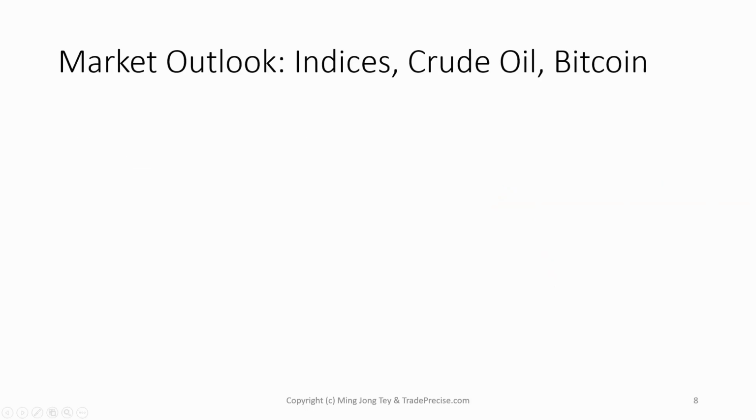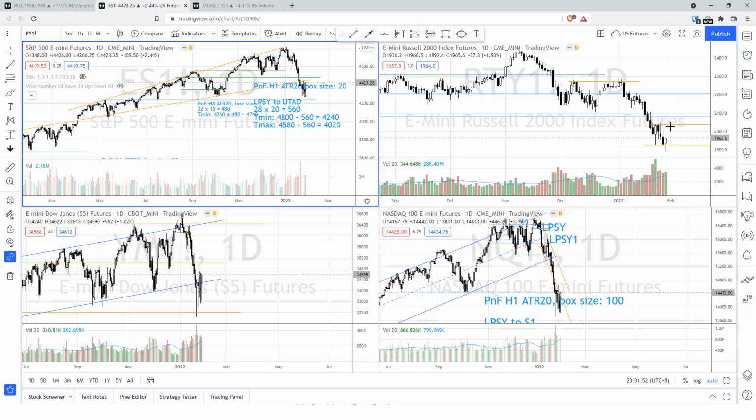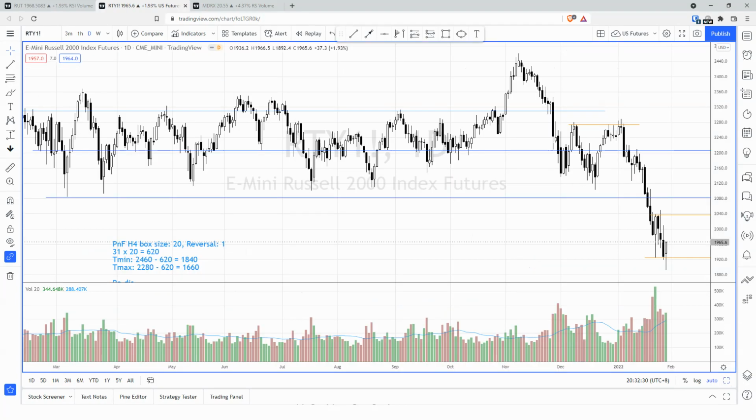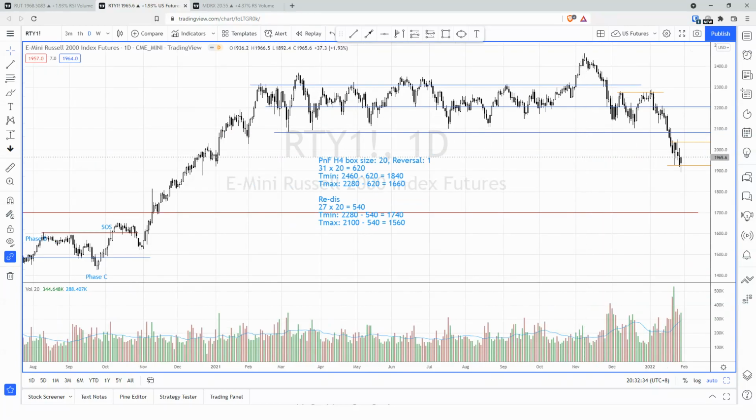Let's jump to the chart here. We'll be looking at the four indices, crude oil and also Bitcoin. Let's start from the indices. That's the S&P 500. Let's continue with Russell first. Let's zoom in on Russell. Okay, so definitely Russell, as I suggested, is having a breakdown.